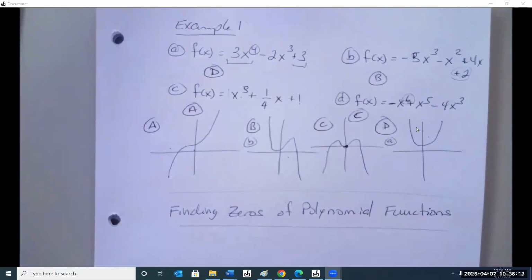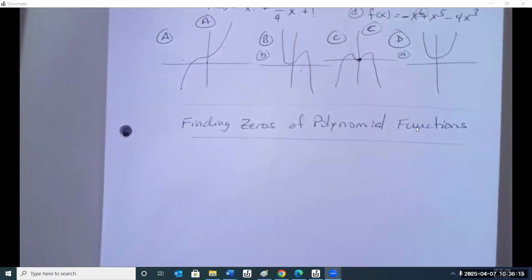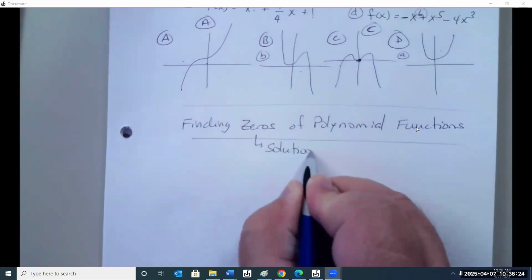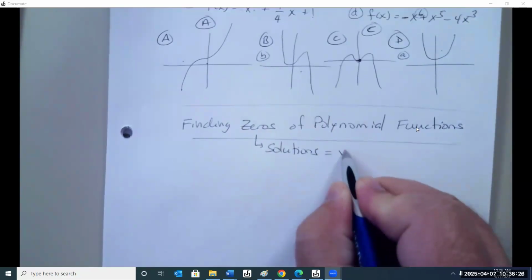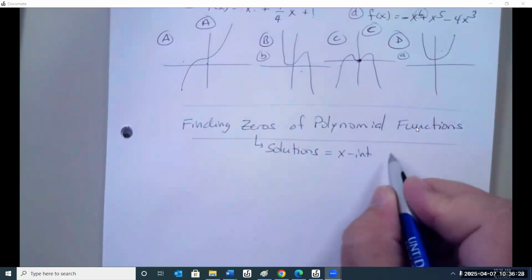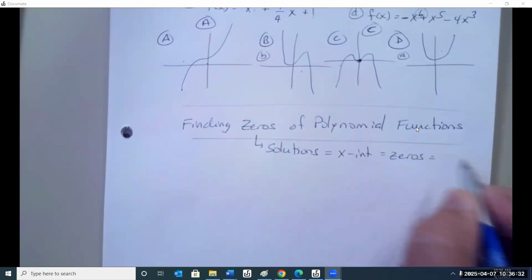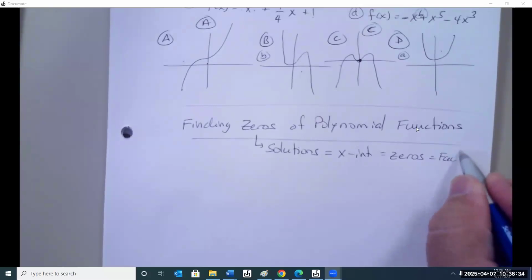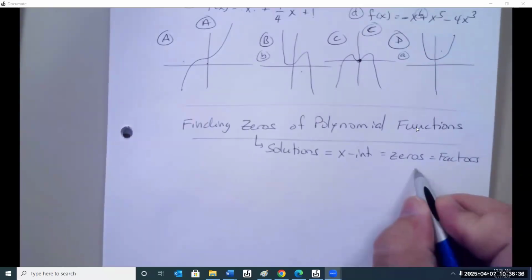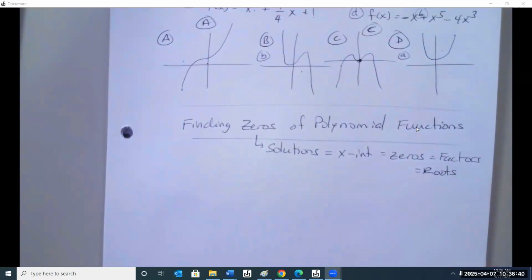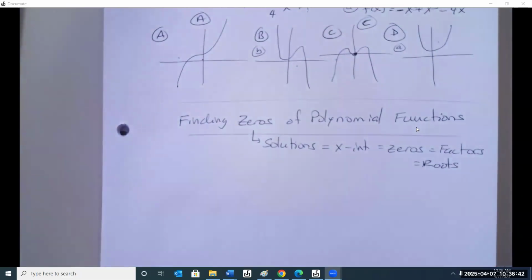Finding zeros of polynomial functions. What does it mean, finding zeros of polynomial functions? Yeah, zeros, same thing as solutions. The same thing as x-intercepts. Zeros. Factors. And roots. Those are all the same, they're synonymous.